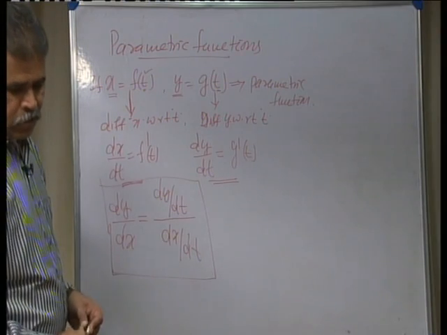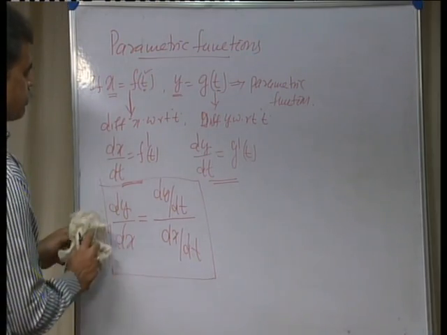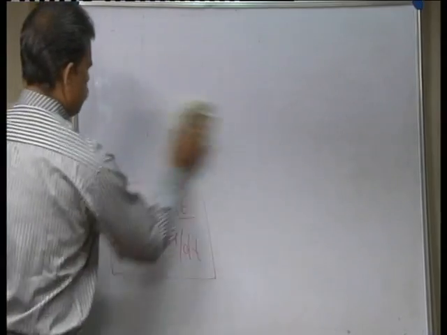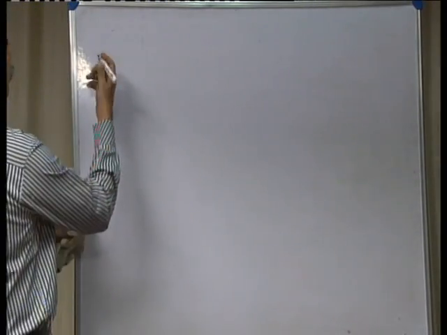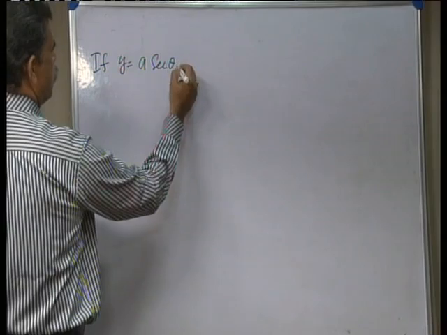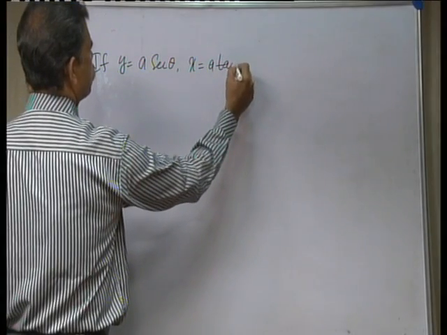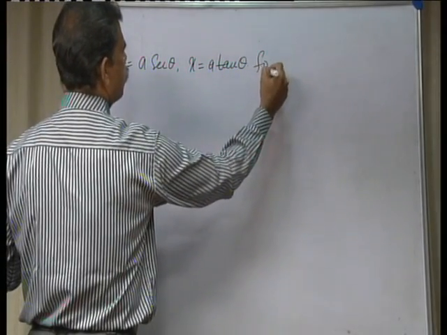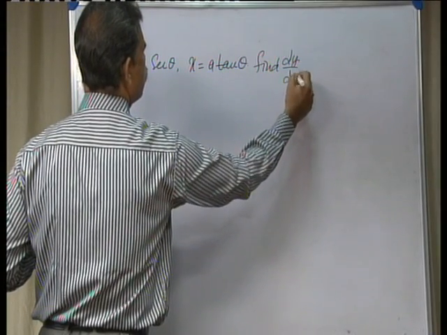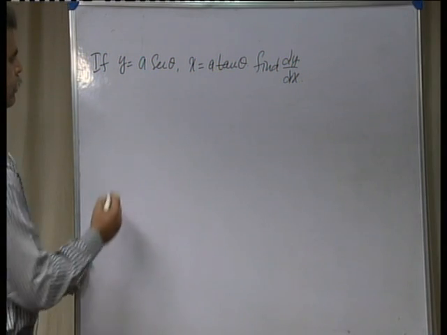I will continue this differentiation of parametric functions by taking a few examples. If y is equal to a into secant theta, x is equal to a tan theta, find dy divided by dx. This is our question. What is y? y is a into secant theta, x is a into tan theta. We have to find dy by dx.